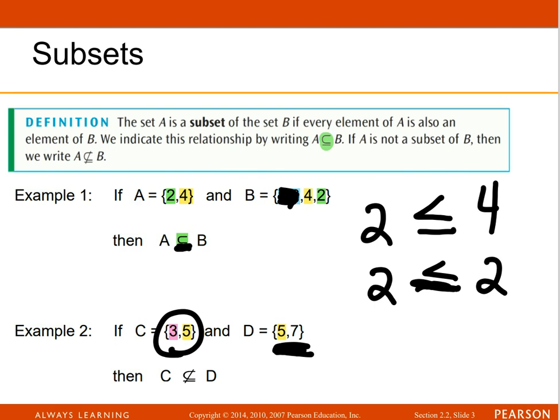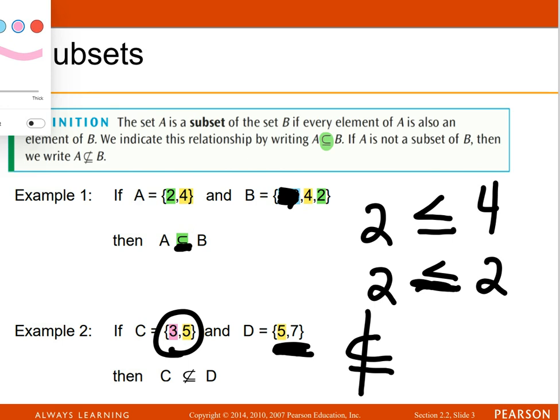So you would take your subset symbol and then just put a line through it, you know, is not equal to, or sorry, is not a subset of.